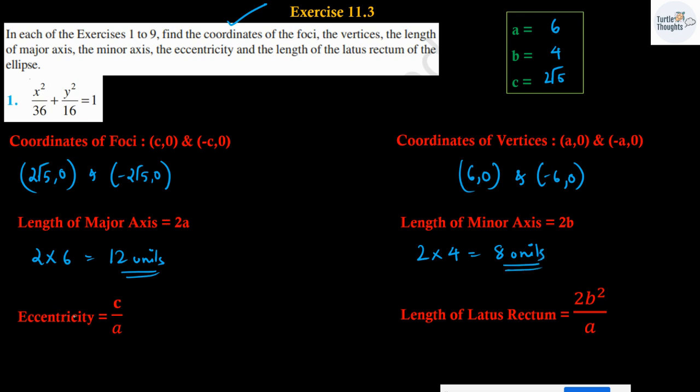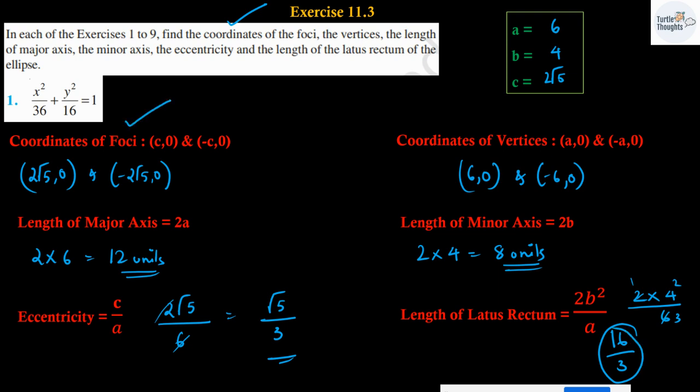Eccentricity is given by c by a. c is 2 root 5 divided by a, which is 6. I can cancel out 2 and 6 and write root 5 divided by 3. This is the eccentricity. The length of the latus rectum is given by 2b square divided by a. 2 multiplied by b square, b square is 4 square, divided by a, which is 6. I can cancel this out by 3 and I will get the length of the latus rectum as 16 divided by 3.